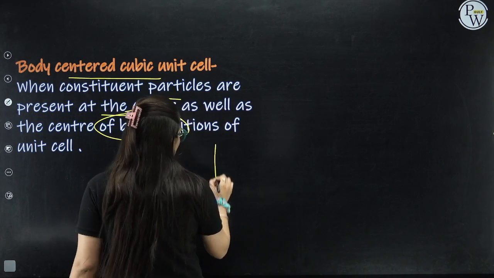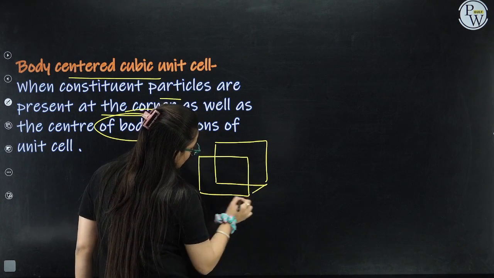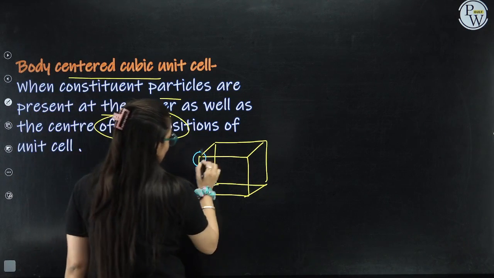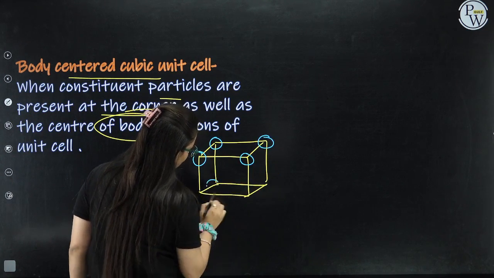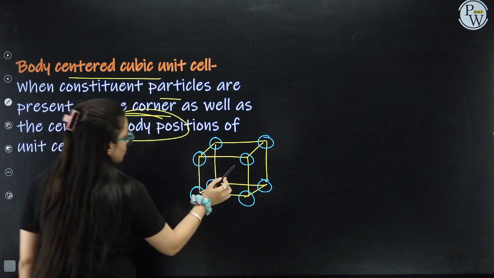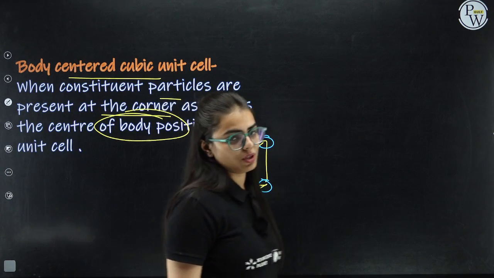So let us see now. If this is your unit cell, students, atoms are placed at the corners like this. Also, an atom is placed where? Also, it is placed at the body center. So this is the structure for BCC, body-centered cubic unit cell.